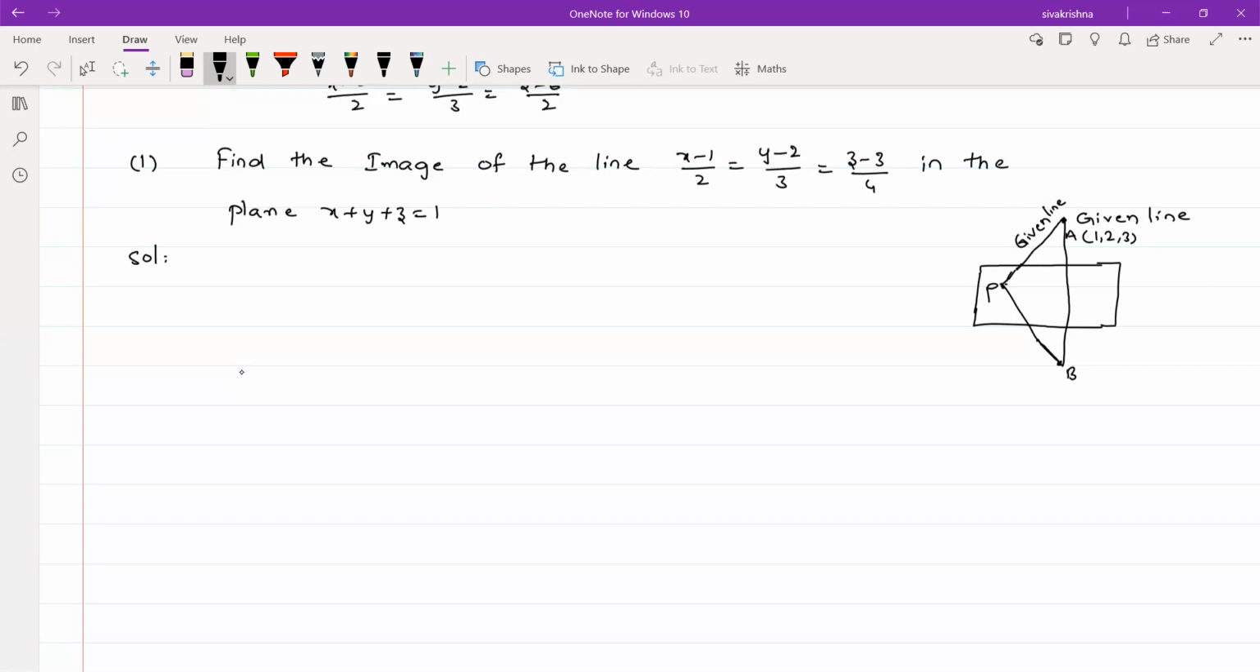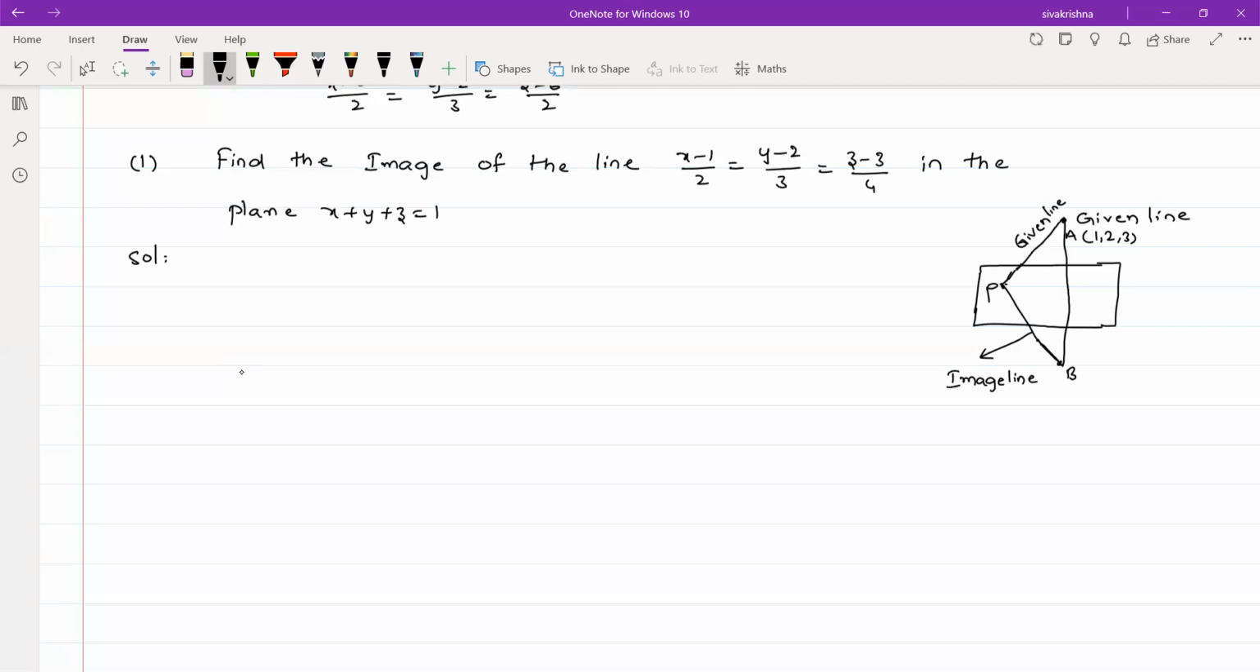So in the diagram, the image line is this line. It means we have to find the line PB. PB is the line which is the image of the given line, so we have to find that particular line equation. Once again, step by step, I can solve the given problem.